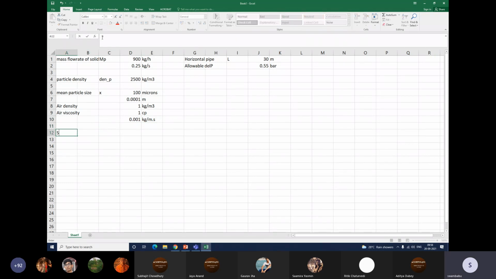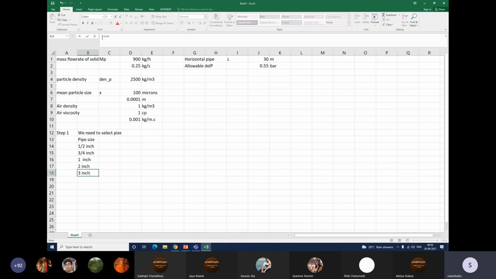So the first step is we need to select the pipe size, right? The pipe through which we are pumping, we are blowing these gas particles. We have the standard pipe sizes starting from half inch, 3/4 inch, 1 inch, 2 inch, and 3 inch.